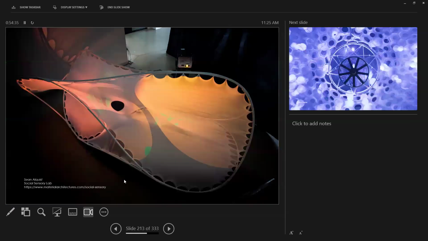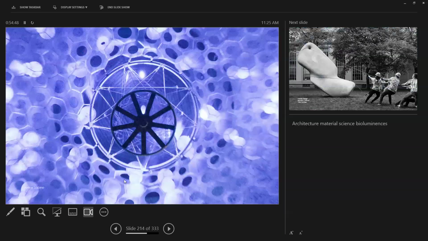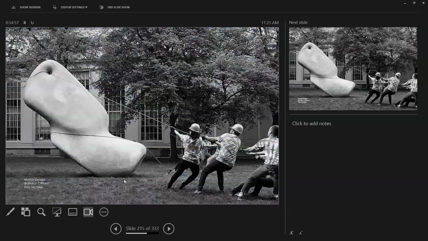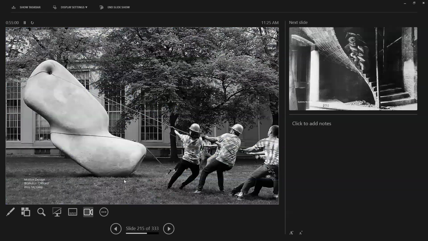Another person is Sean Ahlquist. I talked about him before, who works at the Social Sensory Lab, doing tensile fabrics and the way those form shapes under tension. Another person is Jenny Sabin, who studies architecture and material science, bioluminescence, and also tensile structures. Another person is Brandon Clifford and Wes McGee, who do gravity and center of mass studies, and things that are easy to assemble because of the distribution of their weight.